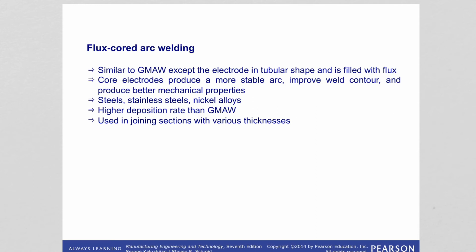Compared to the gas metal arc welding process, this one has a higher deposition rate. Therefore, this has led to its use in joining sections with various thicknesses. The advantage here is that various weld metal chemistries can be developed and obtained by just adding various alloying elements to the flux core.